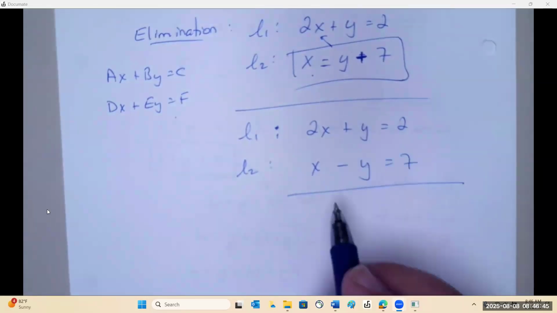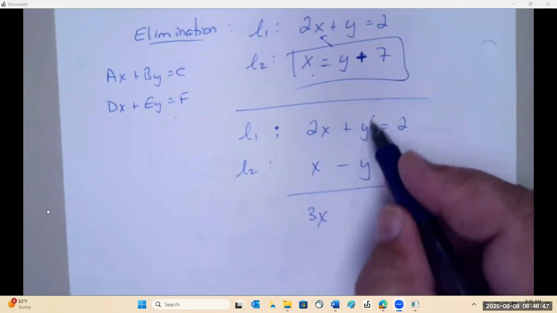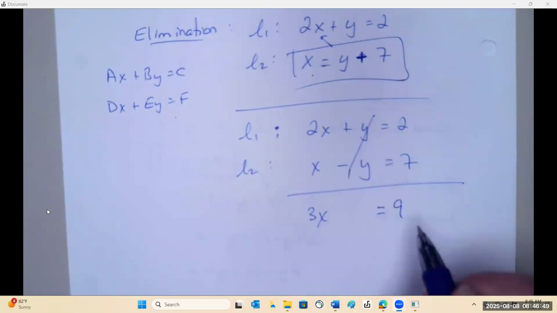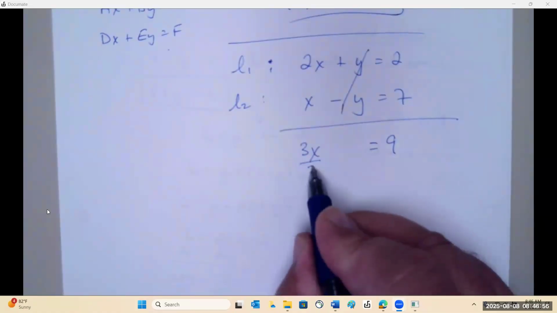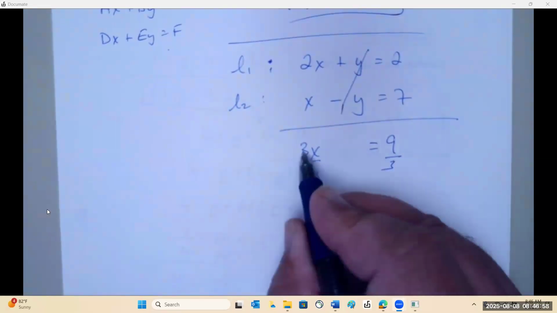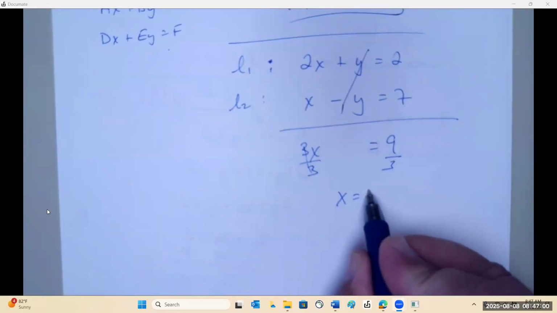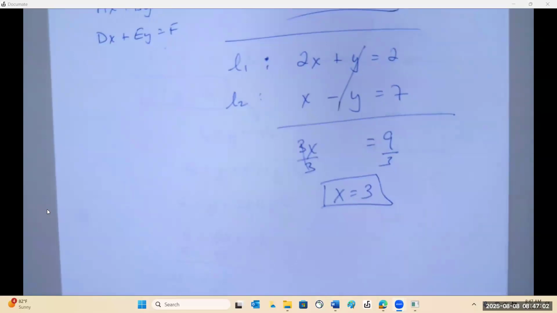If we add these two lines, we get 3x. The y's already cancel. This is equal to 9. Divided by 3, x equals 3. That's my first answer.